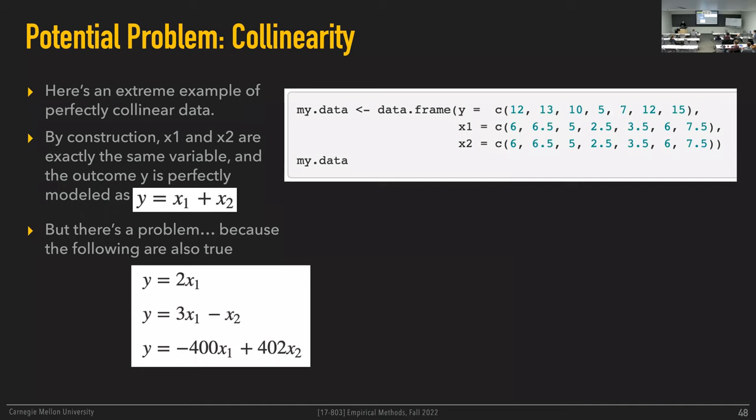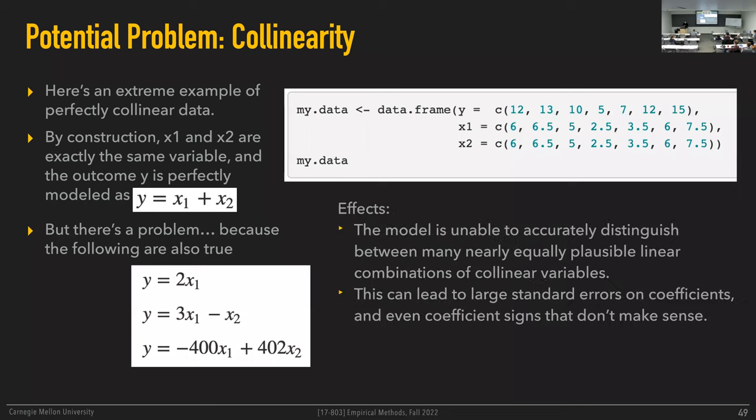So that's a problem, again, because you don't know which one is the right one. The symptom of this is that the model you're estimating will have a hard time distinguishing between these nearly equally plausible linear combinations of these collinear variables. And you will see this in the super large standard errors that you will be getting for these coefficients.